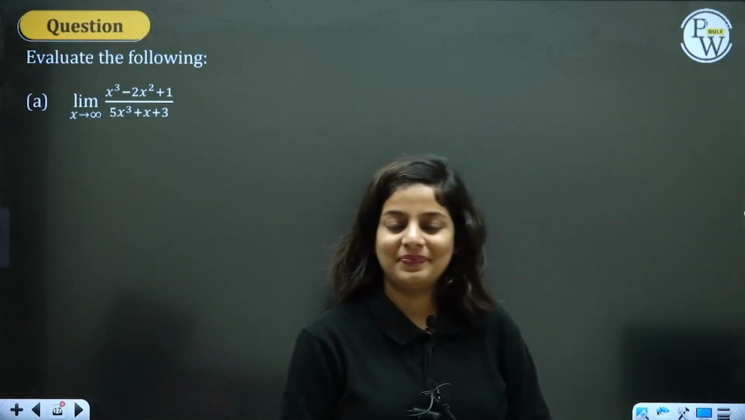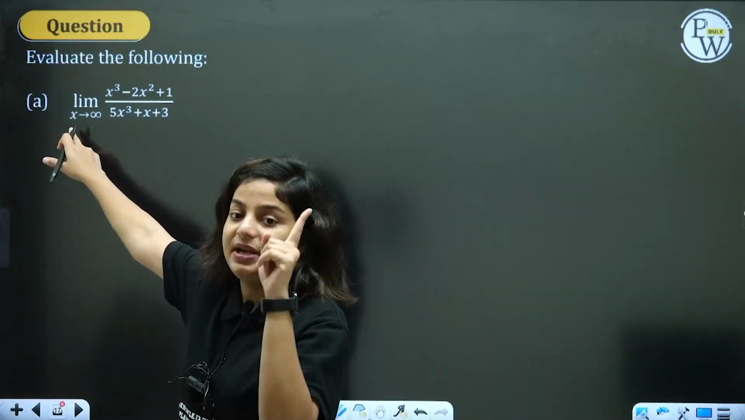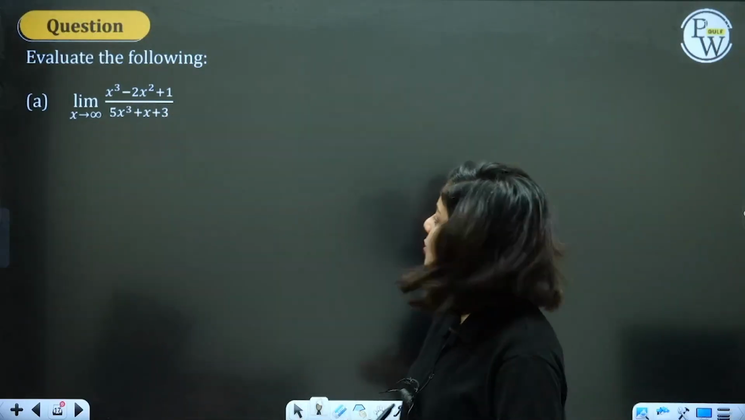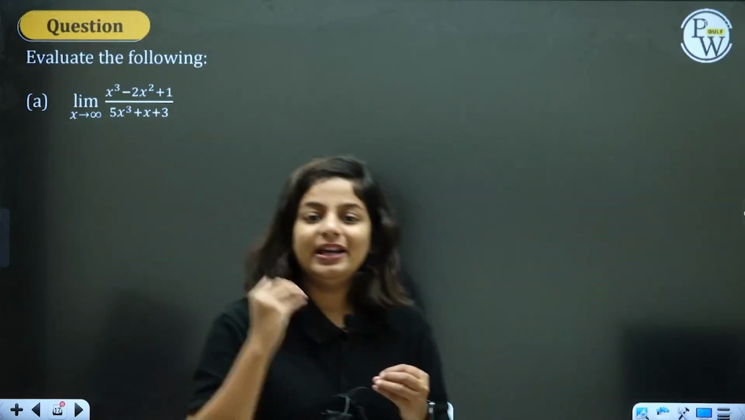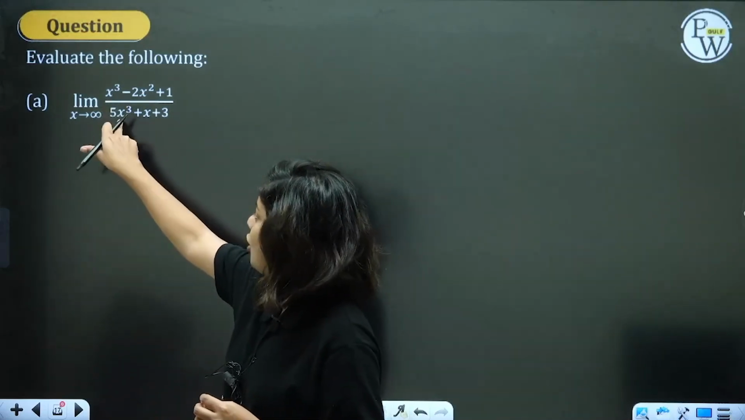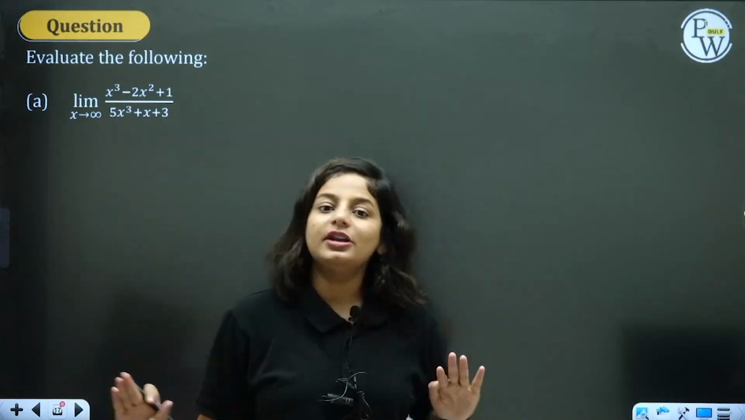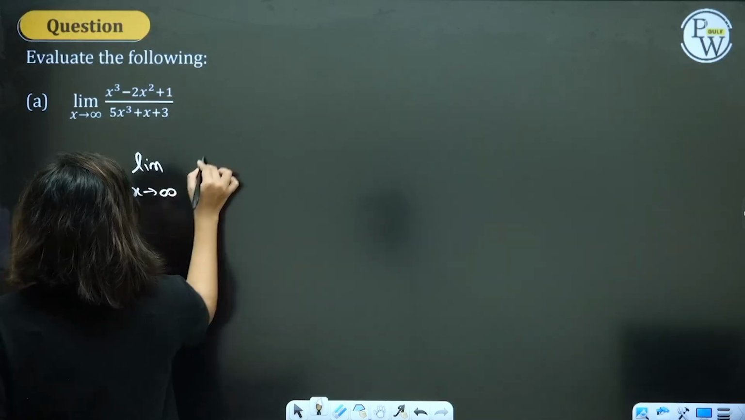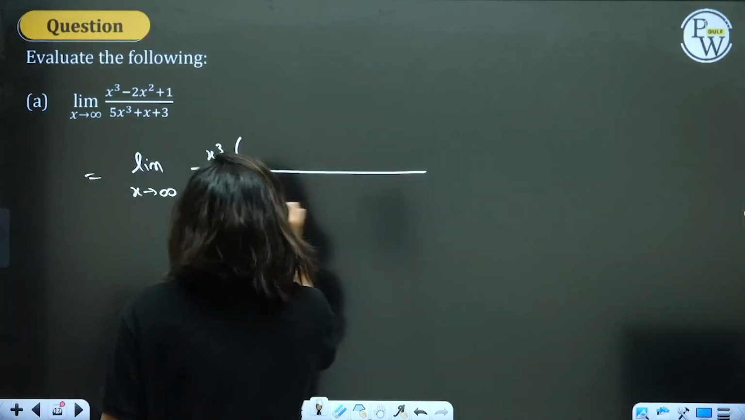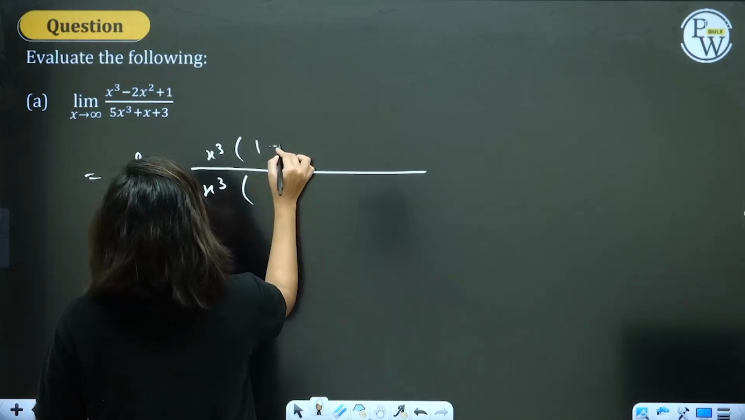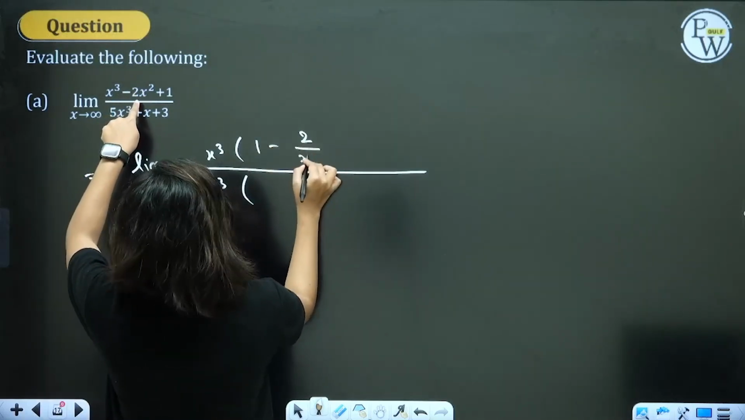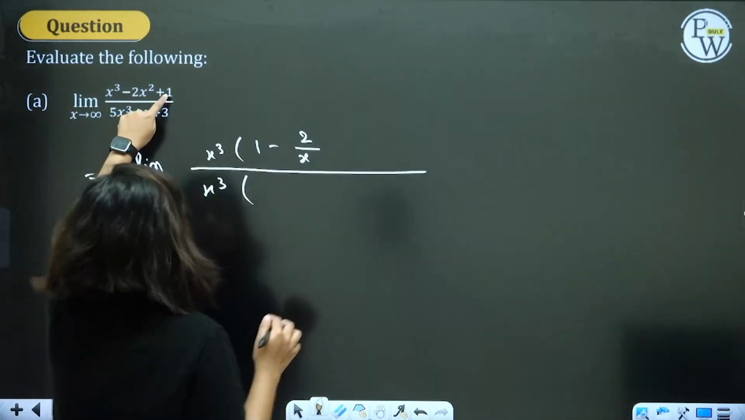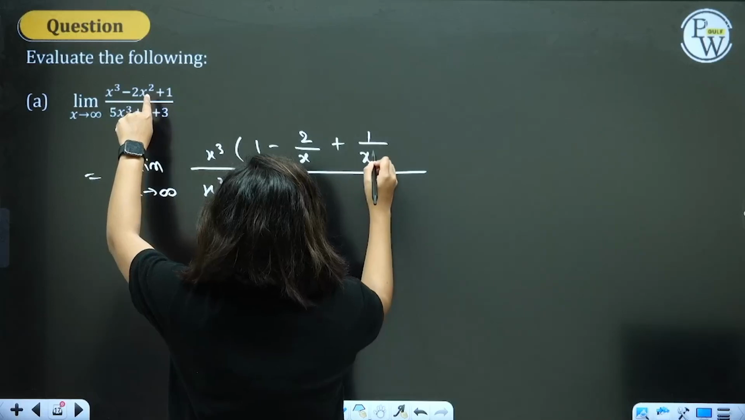Here is the question. Limit extends to infinity, that means it's an infinity question, limits to infinity. x cube minus 2x square plus 1 upon 5x cube plus x plus 3. The numerator's highest power is x cube, the denominator's highest power is x cube. So I am going to take x cube common from the numerator as well as the denominator, which will cancel the x cubes. 1, from the second term if x cube is taken common, x square and x cube, you will have to divide by x. From the third term if x cube is taken common, you will have to divide by x cube.